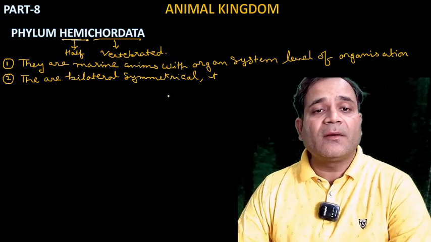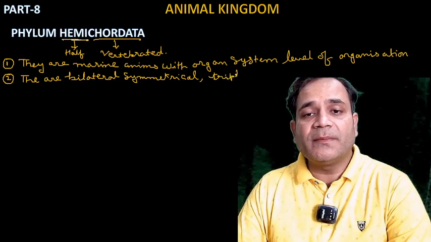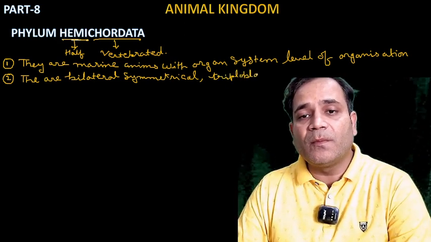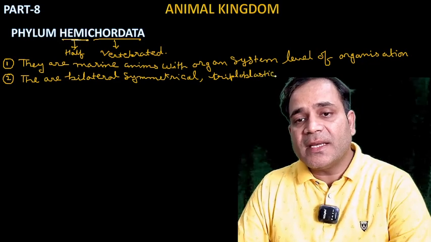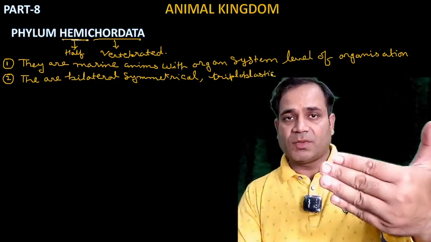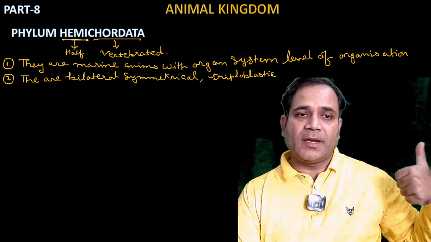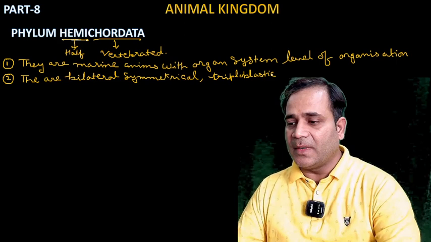They are bilateral symmetrical. And if anybody asks you about the germ layers, what do you say? Triploblastic. If I say triploblastic, it means they have three germ layers: outer ectoderm, middle mesoderm, and inner endoderm, my dear. Okay, they are bilateral symmetrical triploblastic.